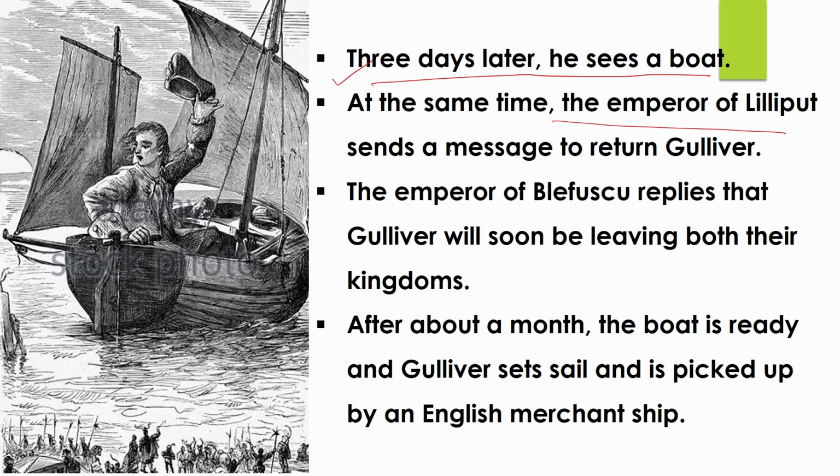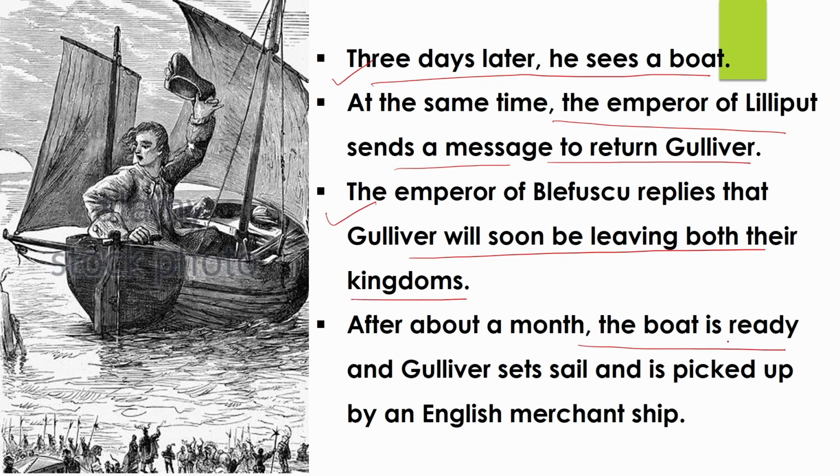At the same time, the emperor of Lilliput sends a message demanding that Gulliver be returned so that his sentence can be carried out. The Emperor of Blefuscu sends it back with the message that Gulliver will soon be leaving both their kingdoms.